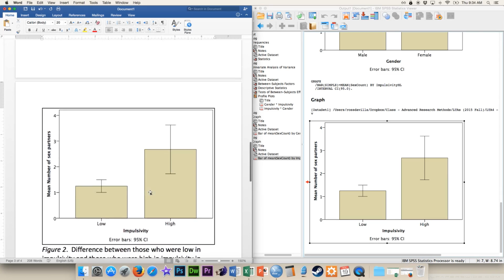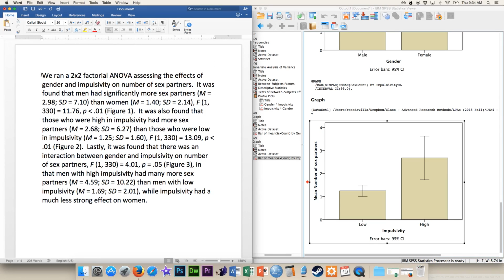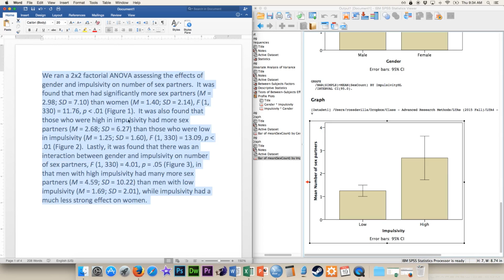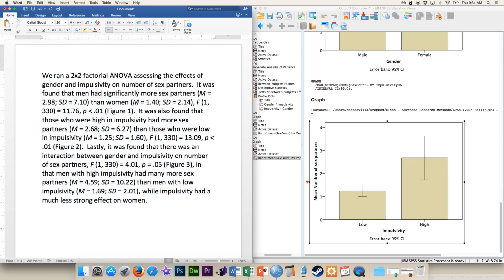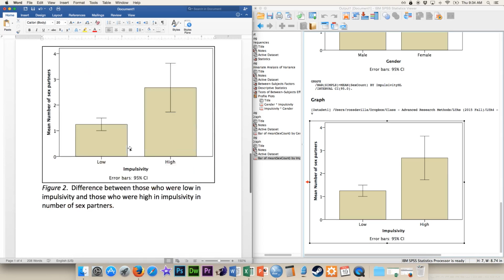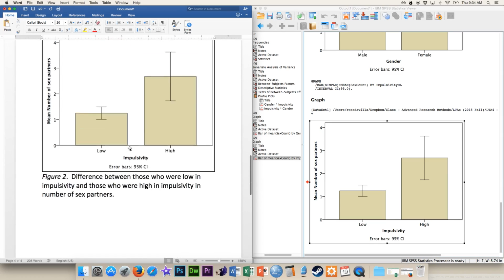So there's the whole results section. We have all of our results written in plain English, along with all the statistics that are appropriate, and then we have our 3 figures for the 2 main effects and the interaction. So that's it.